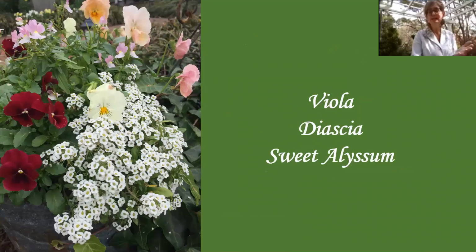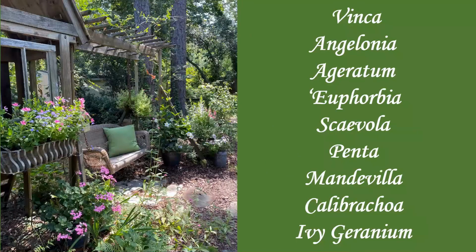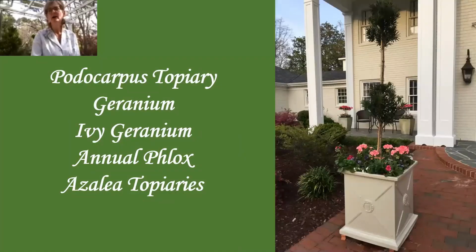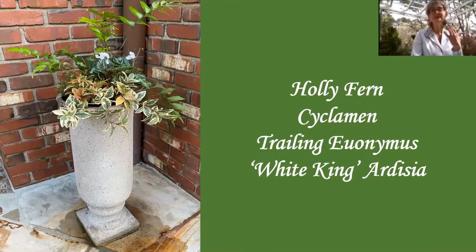So here's some example cool weather. This is high summer. These are a lot of my favorite summer annuals. Again, that Podocarpus topiary up close, that's a great dramatic evergreen. This is an all evergreen planter right here, for a really shady spot. And I love that White King Ardisia that's trailing over the edge.